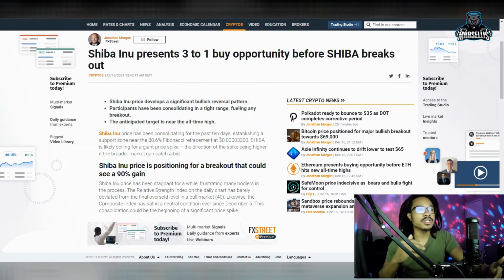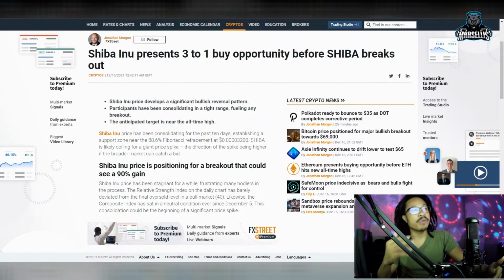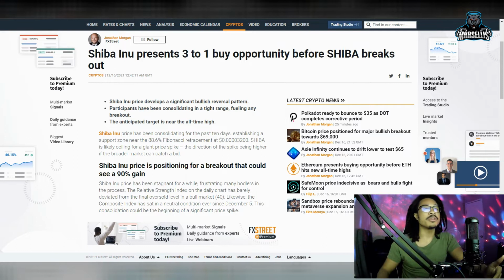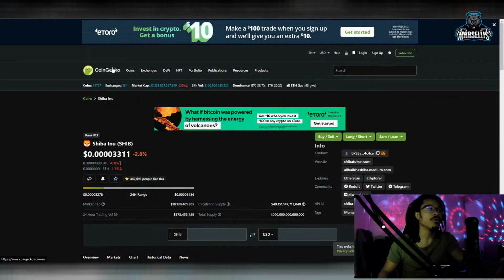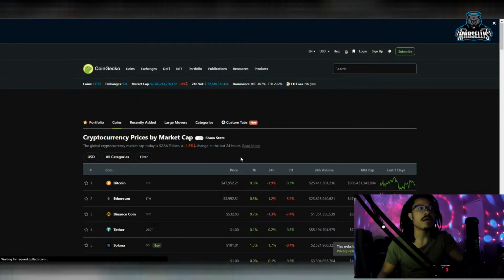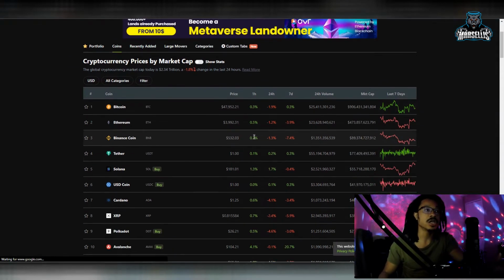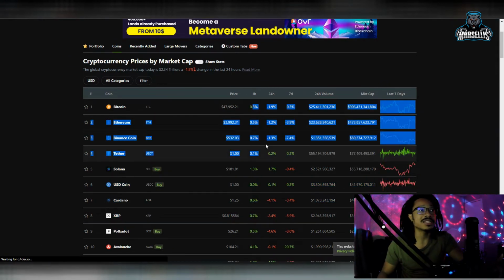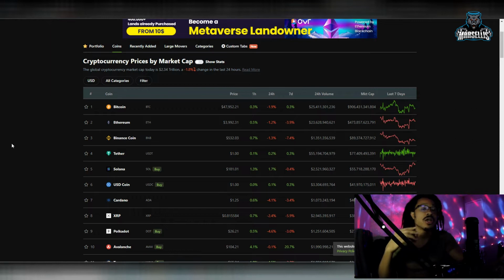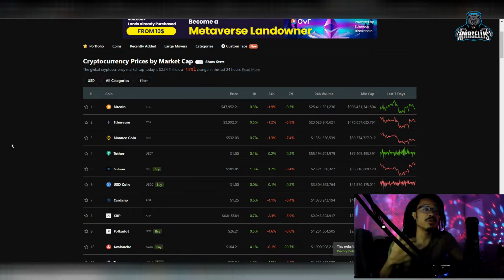The direction of the spike being higher if the broader market can catch a bid. So they're pretty much saying if the broader crypto market can just continue to have a rise in price action, just continue to get these gains like how we've seen in the last hour, then we could have a huge rise in price with Shiba Inu, a huge spike.